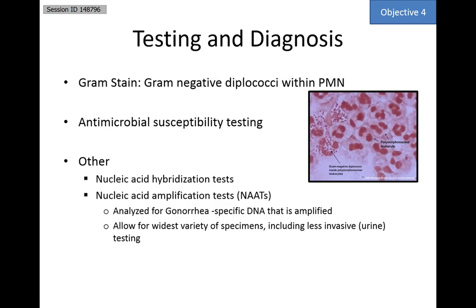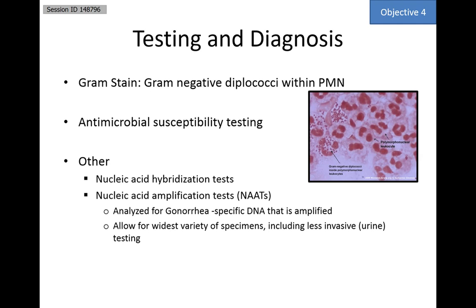Going into the testing and diagnosis, gonorrhea can be diagnosed with gram staining, and it is a diplococci, and a lot of times it's considered to be diagnostic if it's found intracellularly. So the extracellular might not be as pathogenic as the intracellular. It's once they're inside an epithelial cell that they tend to cause infection.